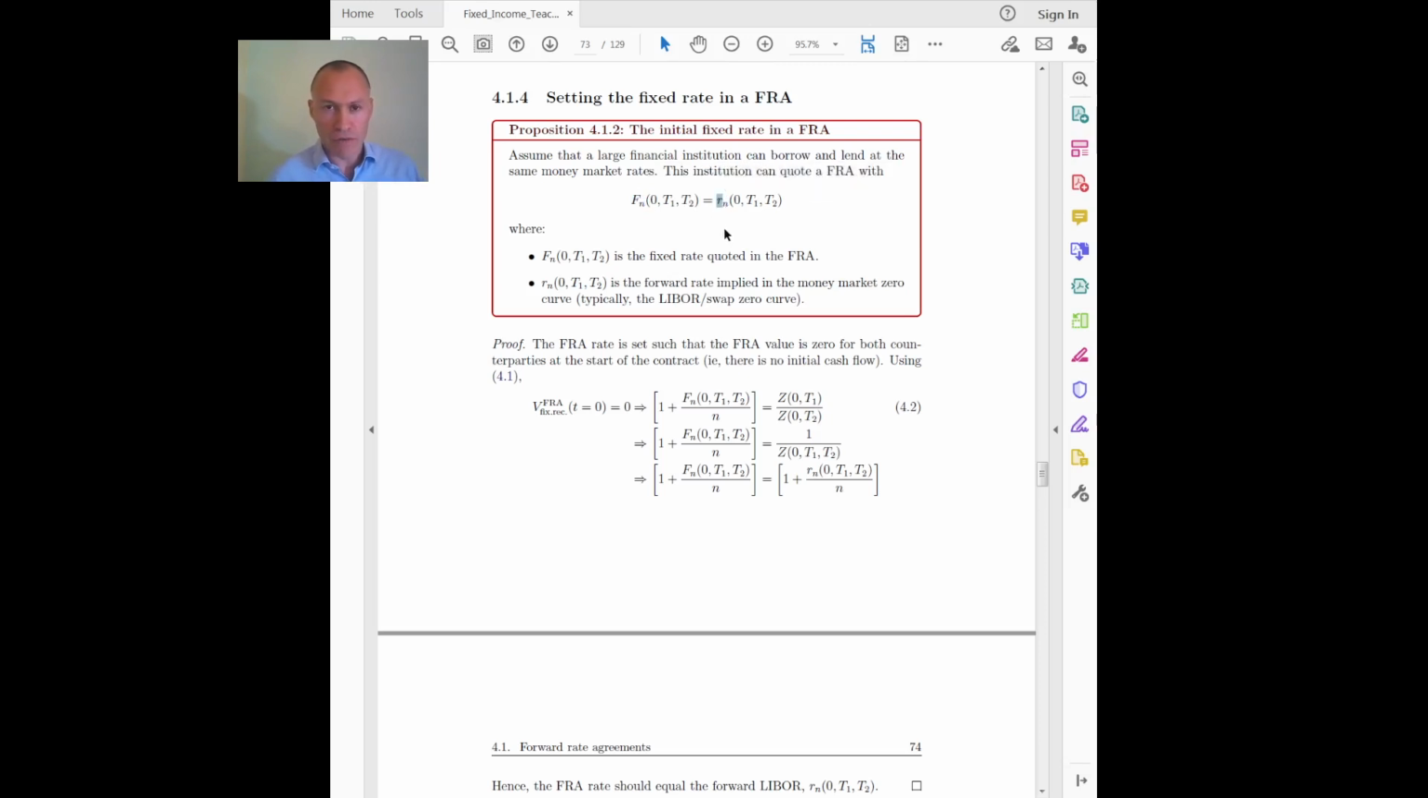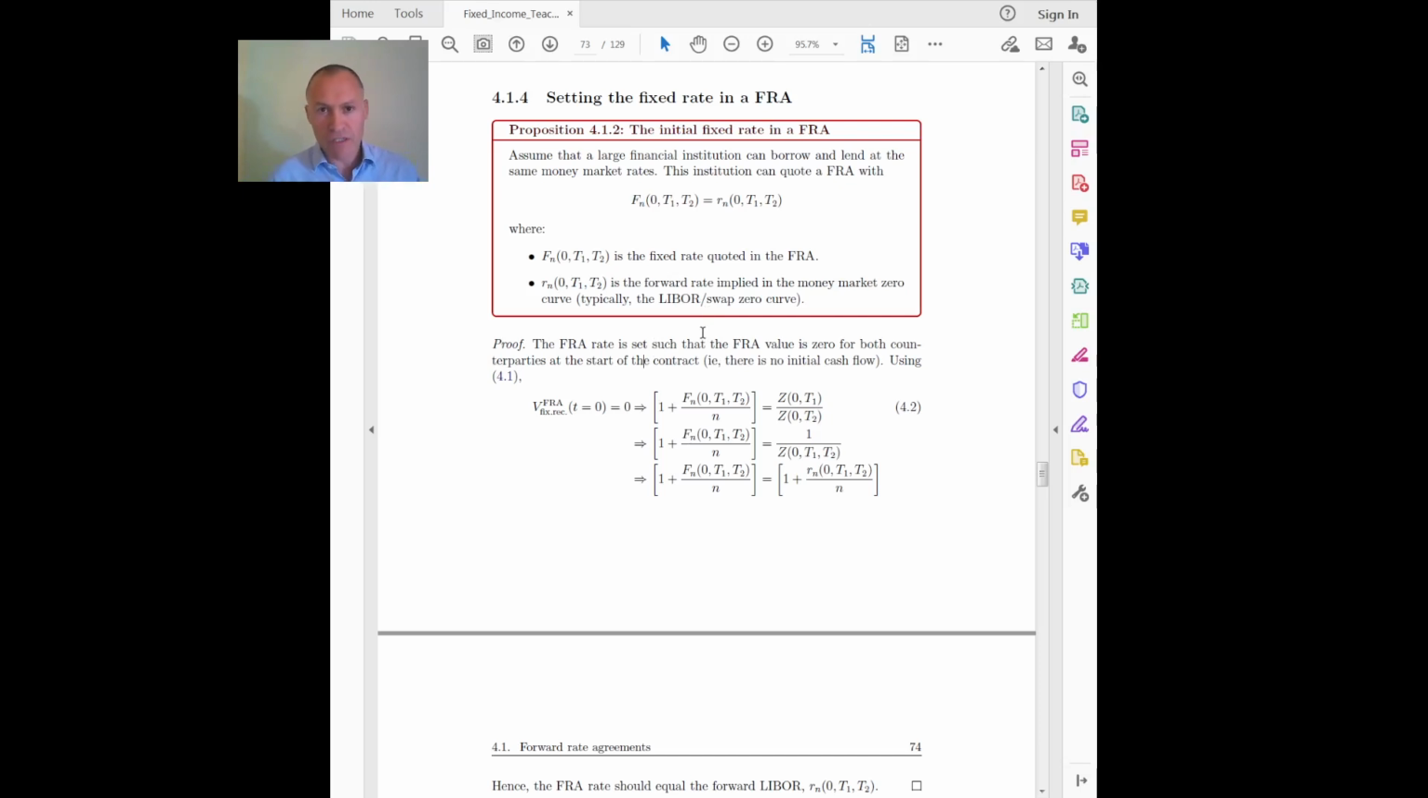in the market. So I'm going to look at the LIBOR curve, and I'm going to compute the forward rate for the term of the forward rate agreement, and that forward rate that I compute is the rate that I should set, that I should write in the contract. Okay. So why is that? Well, the idea is the following.